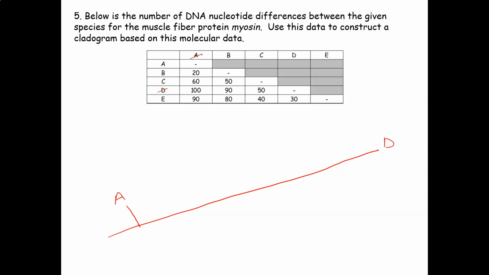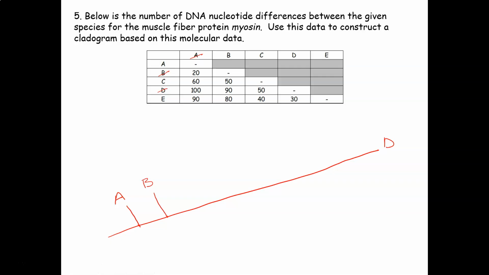So I'm going to work with that first column here, all right, because that's where most of the data is anyway. So if I look for the smallest number of differences here, the smallest number is 20. And that 20 comes between B and A. So A is already on the cladogram. And if they have the smallest number of differences, that means their divergence point had to have come relatively close together. And so that tells me that species B has to be the next one on that cladogram.